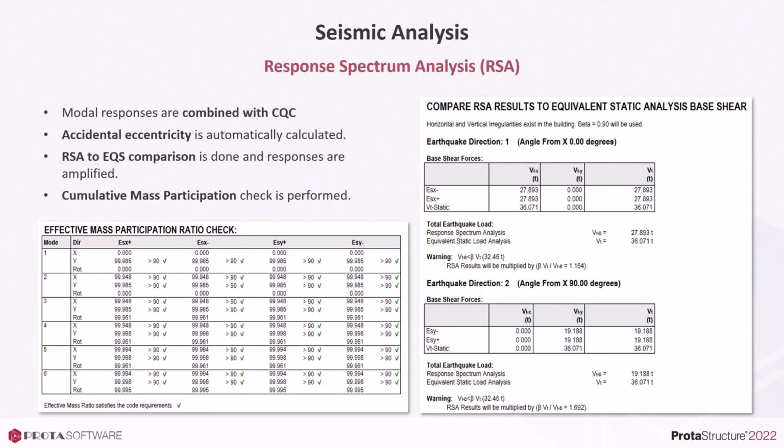Unlike the equivalent static load method, the response spectrum analysis can take the higher mode effects into consideration. The modal responses are combined with CQC methods. ProtaStructure can incorporate additional eccentricity in modal analysis by introducing the eccentricity load vectors during the analysis. Code checks such as RSA to EQS amplification and cumulative mass participation checks are automatically done.